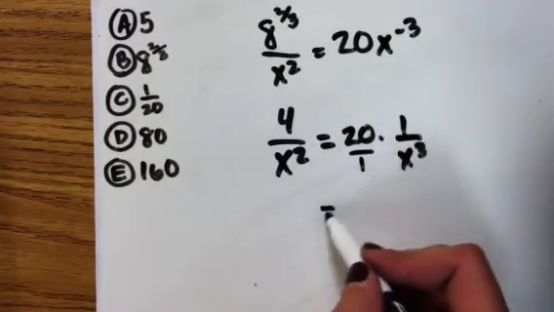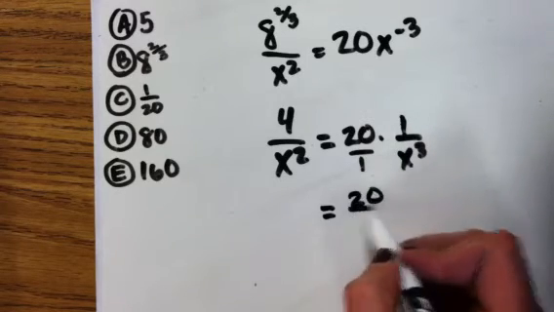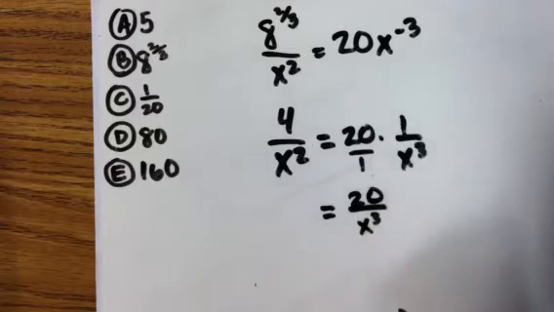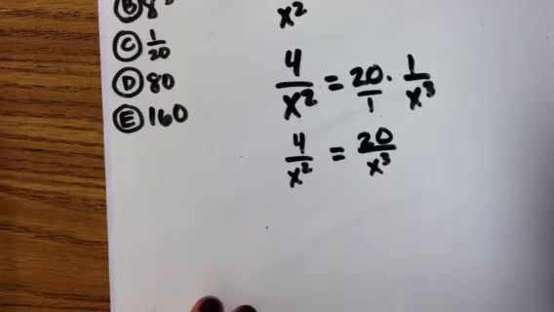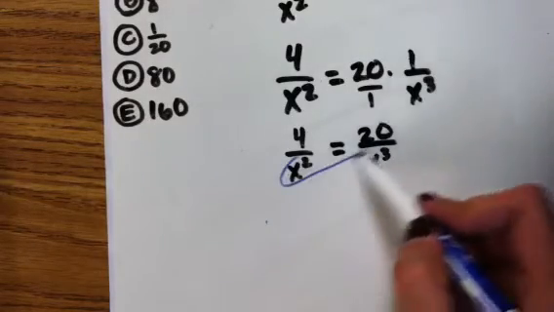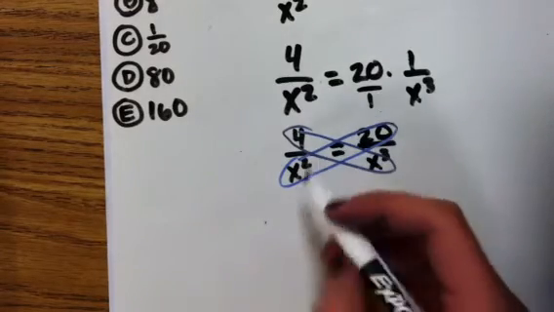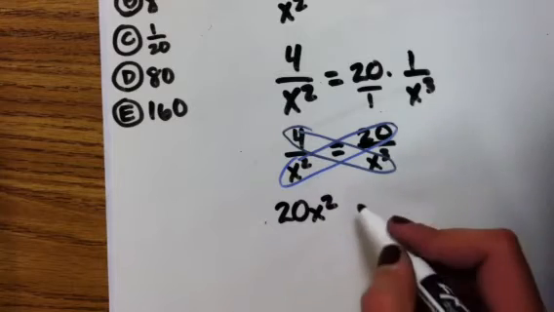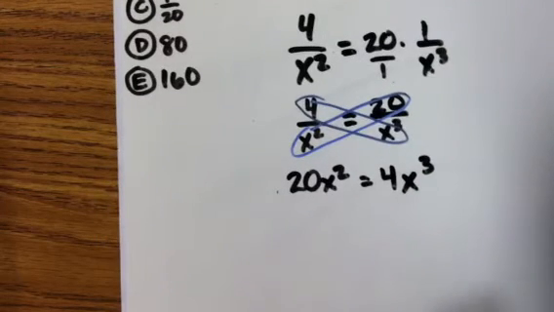Okay, to simplify a little bit, I'm just going to multiply these two fractions together. 20 times 1 gives me 20 over 1 times x to the 3rd, which gives me x to the 3rd. This side, we haven't done anything else. Okay, so now I don't like that my x's are in the denominator. I'm going to do a little bit of cross multiplication just to make sure that I don't have them in the denominator. So I'm going to do 20 times x squared, which gives me 20x squared. And then I have 4 times x to the 3rd.